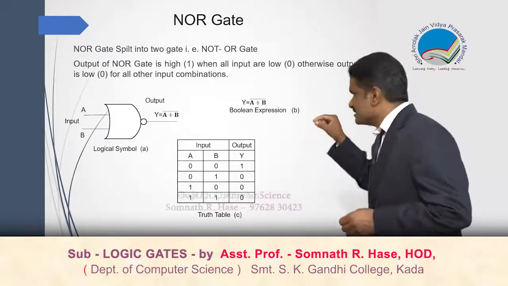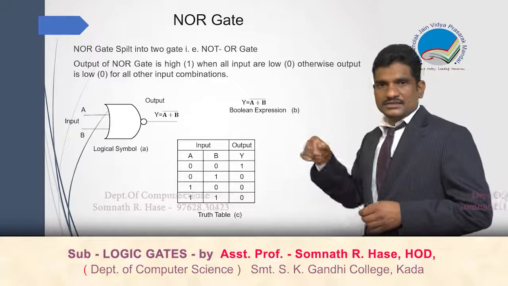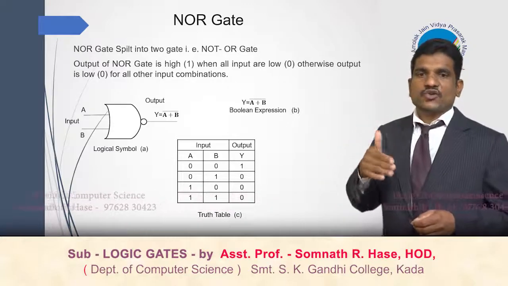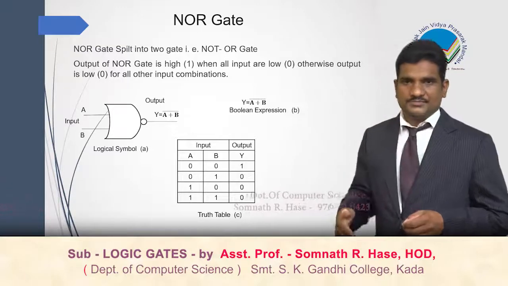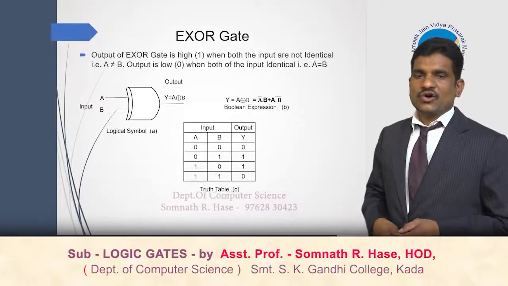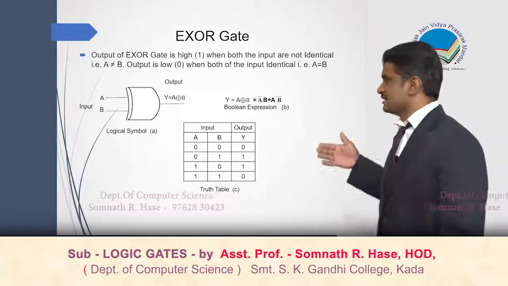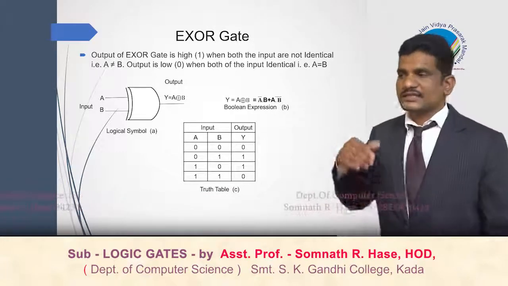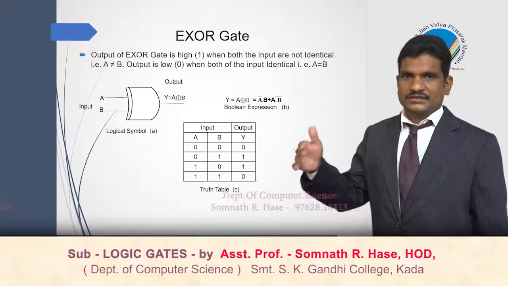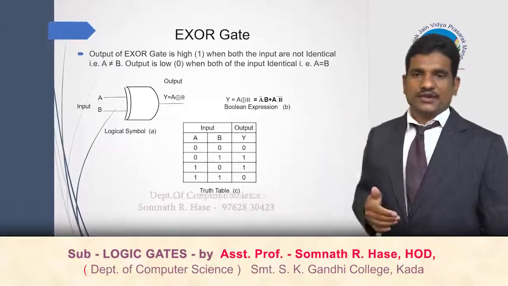So here we can see the bubble. The Boolean expression of the NOR gate is y is equal to A NOR B. Next, after the NOR gate, the second last gate is the XNOR gate. X stands for exclusive, so it is an exclusive OR gate.